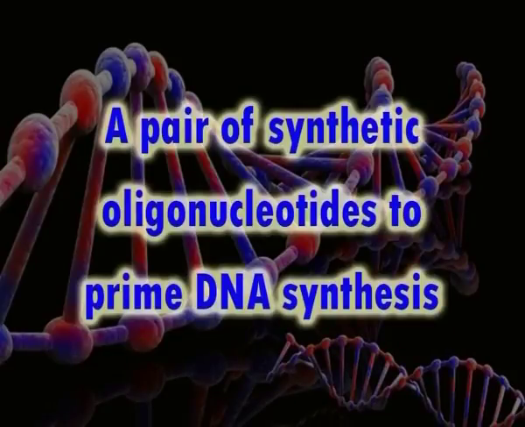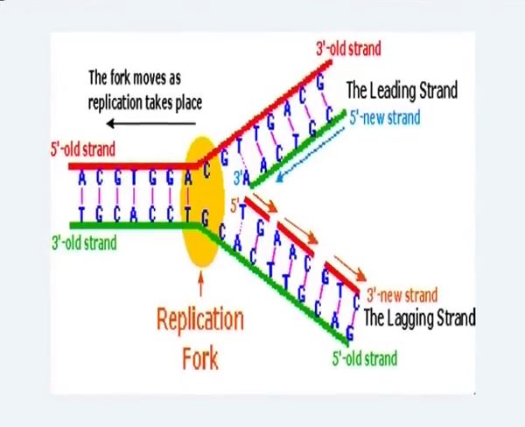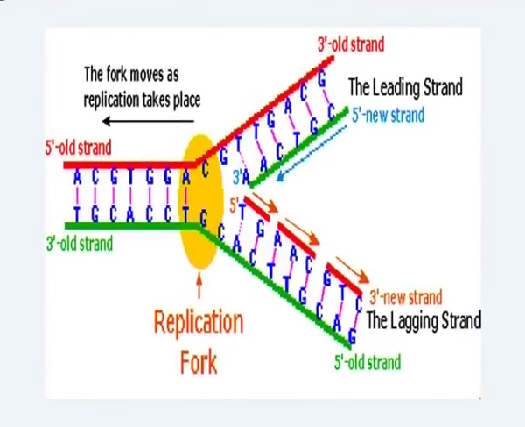A pair of synthetic oligonucleotides to prime DNA synthesis. Design of oligonucleotide primers is the most important factor that influences the efficiency and specificity of the amplification reaction. Careful designing of the primers is required to obtain the desired product in a high yield, to suppress amplification of unwanted sequences, and to facilitate subsequent manipulation of the amplified product. The primer should not be too long or too short, which allows inappropriate binding.